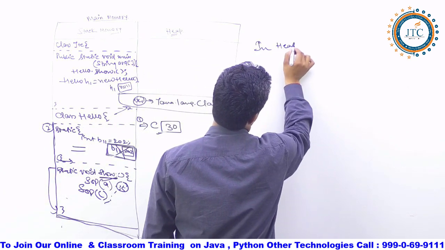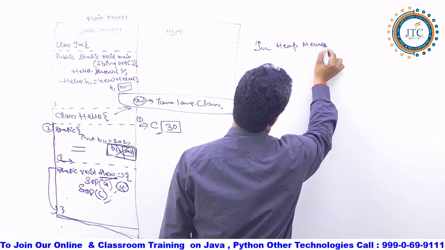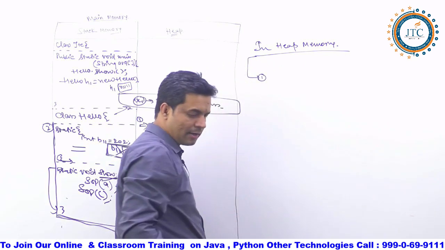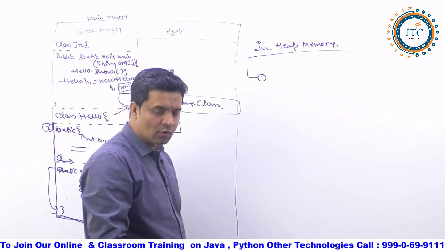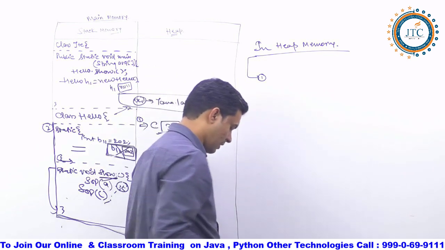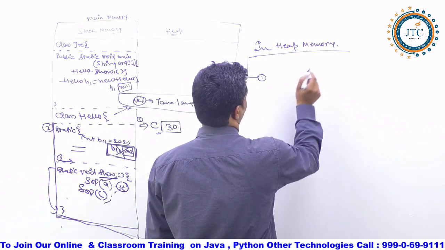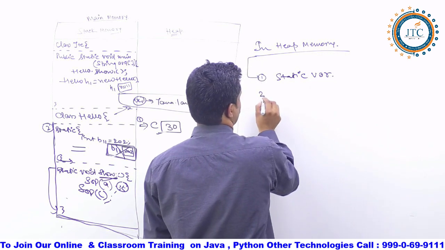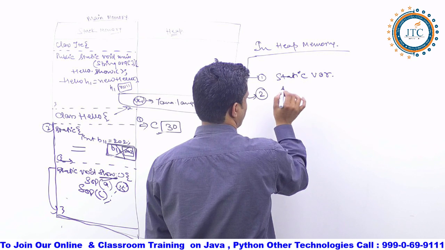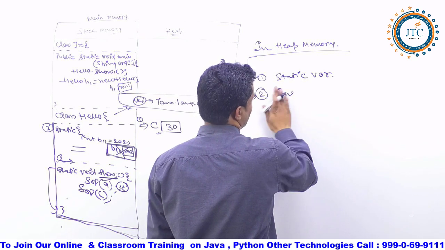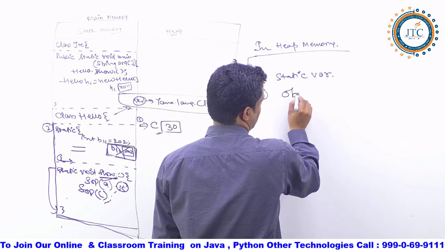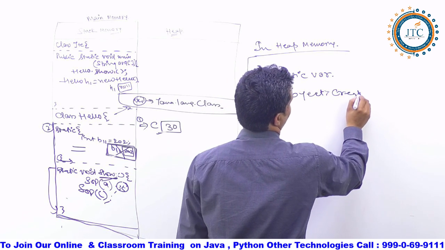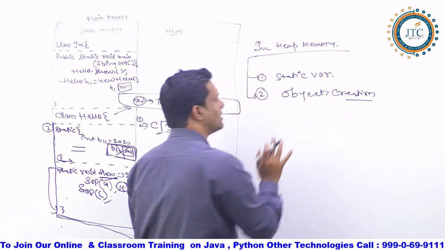In heap memory, the following things are going to get the memory. Number one, static variables. Second important thing you can say is object creation, which will be done inside the heap memory.